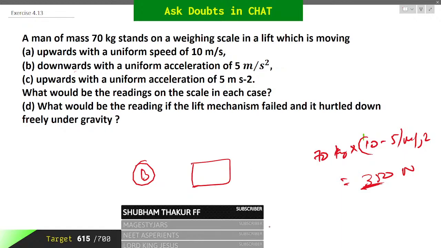from the inertial frame of reference, like when we are seeing from the ground, the man is 70 kg, so the force is 70 times g, and since the downward acceleration is 5 meters per second square, and the reaction force is this R, we have to calculate this R value. So 70g minus R would be equal to 70 times 5.